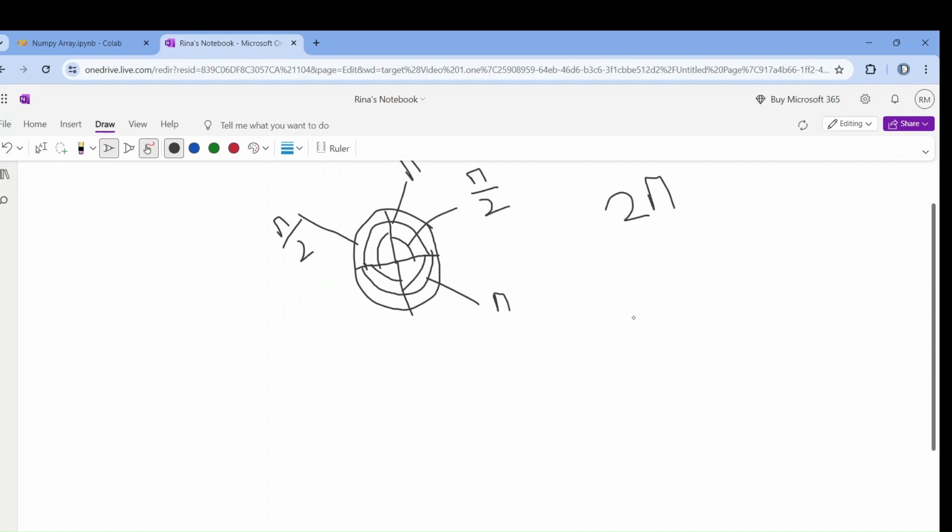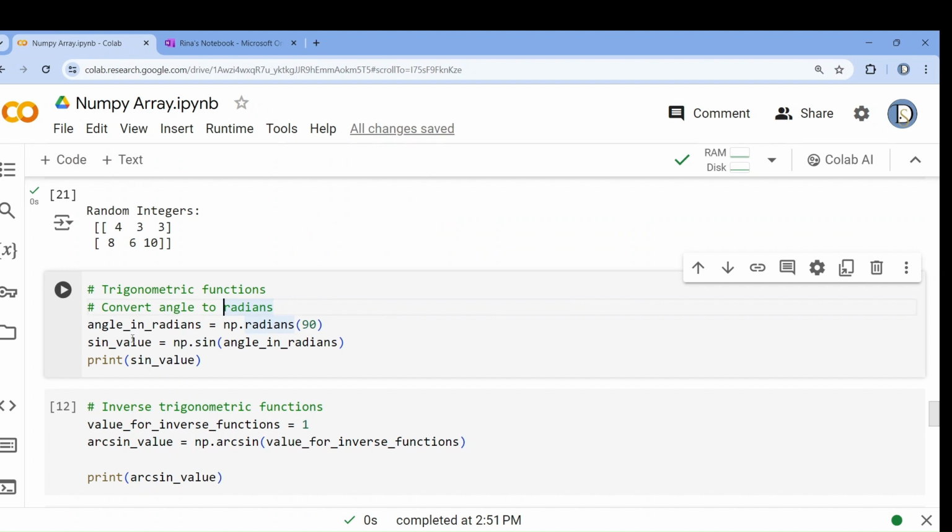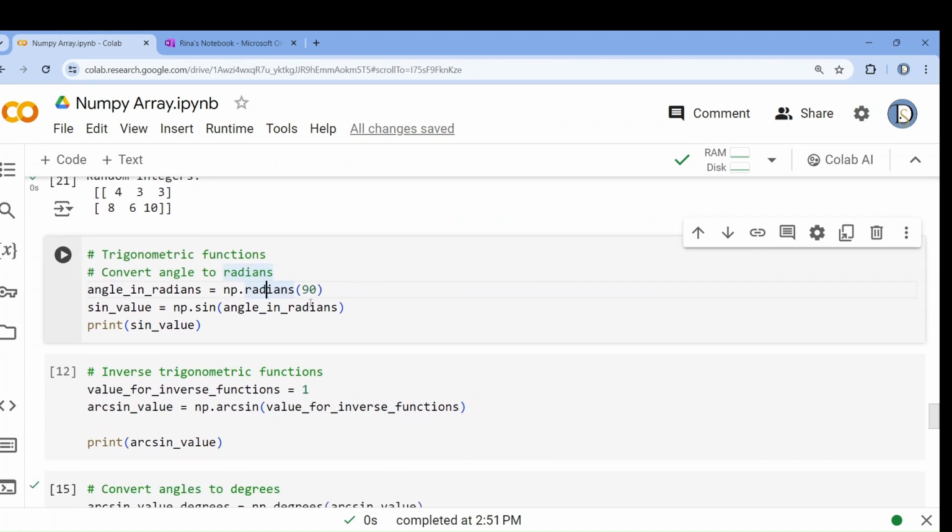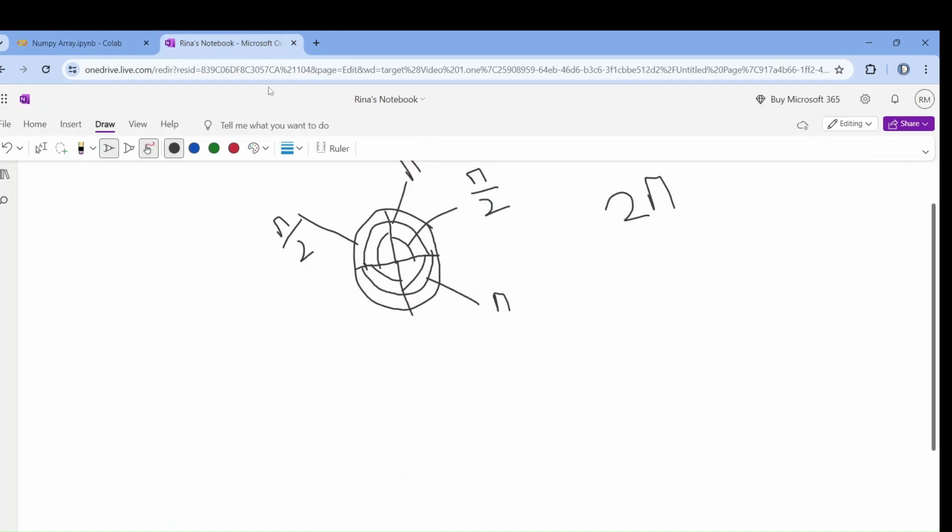Fine. So now let's see this one. First, I want to calculate sine of 90 degree. Like I want to calculate sine value of 90 degree. Okay. Now, you cannot directly put the degrees. Instead, you have to convert it into radians. And these are the radians value.